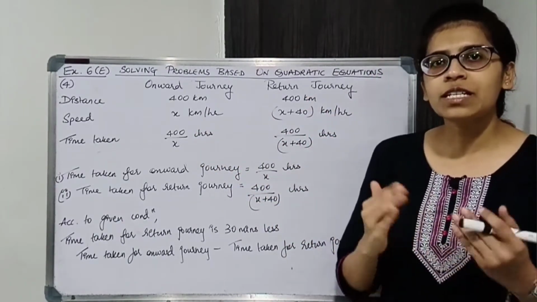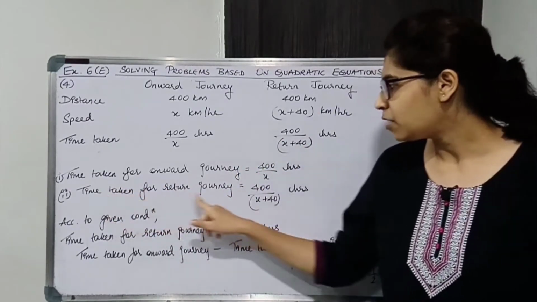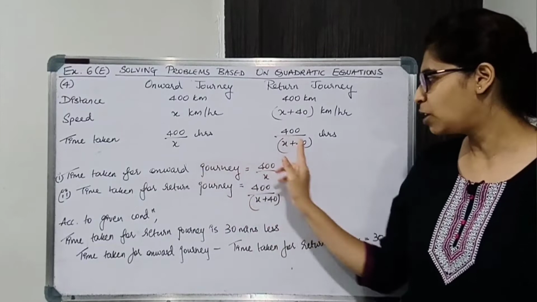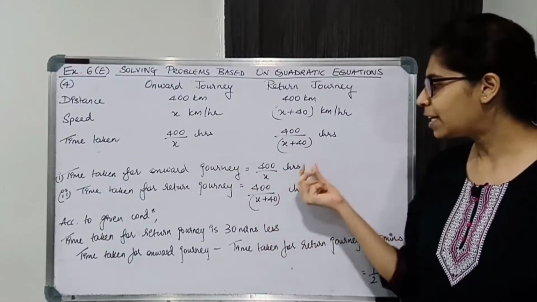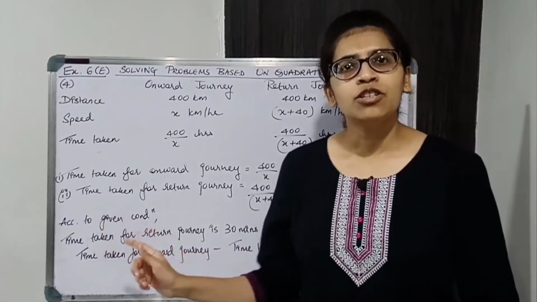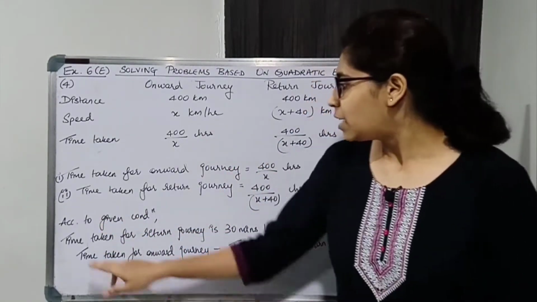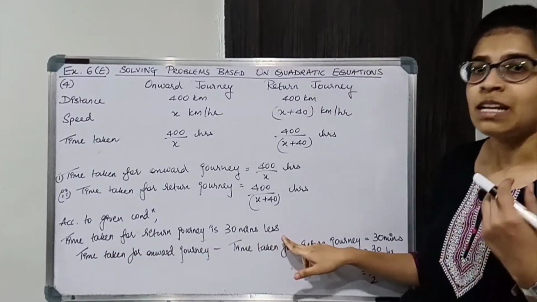Now first and second part they have asked time taken for onward journey in terms of x, time taken for return journey in terms of x. So we got these. Okay, don't forget hours. Okay, mention that according to given condition. Now coming to the condition part to form the equation. Time taken for return journey is 30 minutes less.